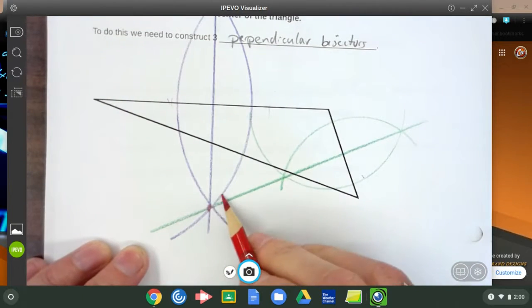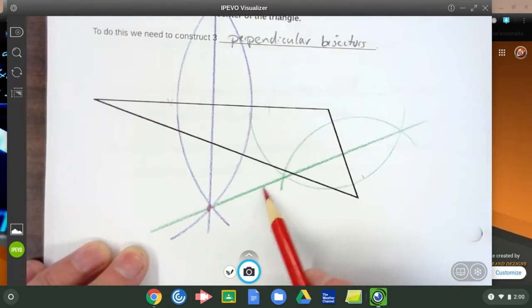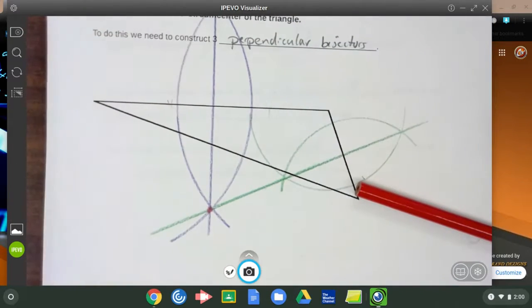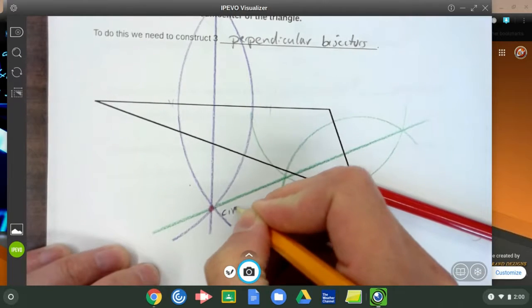It may not be on these curves, okay? Remember, those curves don't mean anything. I'm looking where the purple line intersects the green line. So right there, and I drop my pencil. That would be the circumcenter.